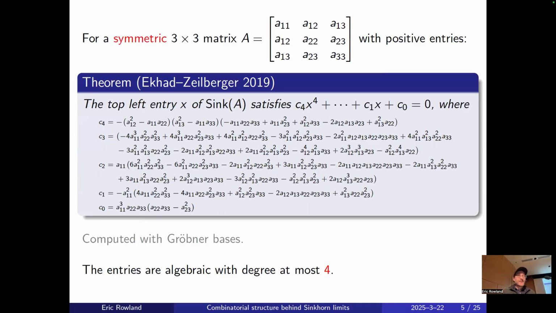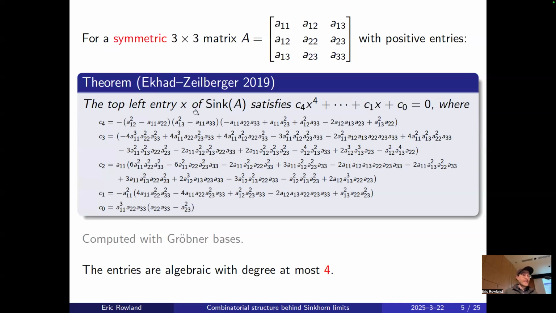For a symmetric 3x3 matrix, that same year, 2019, Zeilberger and his computer, Shalosh B. Ekhad, determined the entries of the Sinkhorn limit. So this is a symmetric 3x3 matrix. This is just for the top left entry. They did it for the other entries as well. But this was computed using Gröbner bases, which I'll talk more about in a minute.